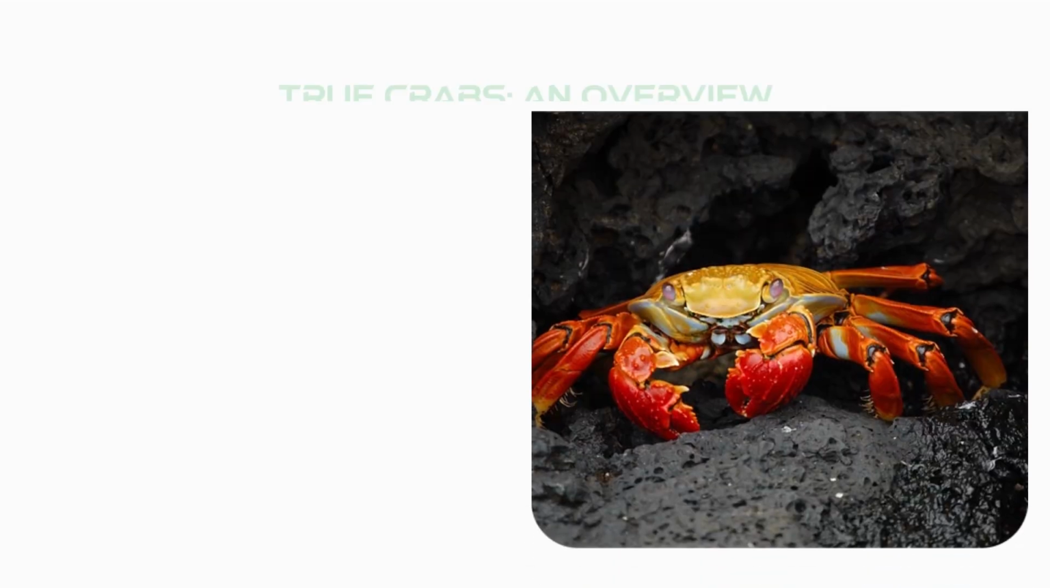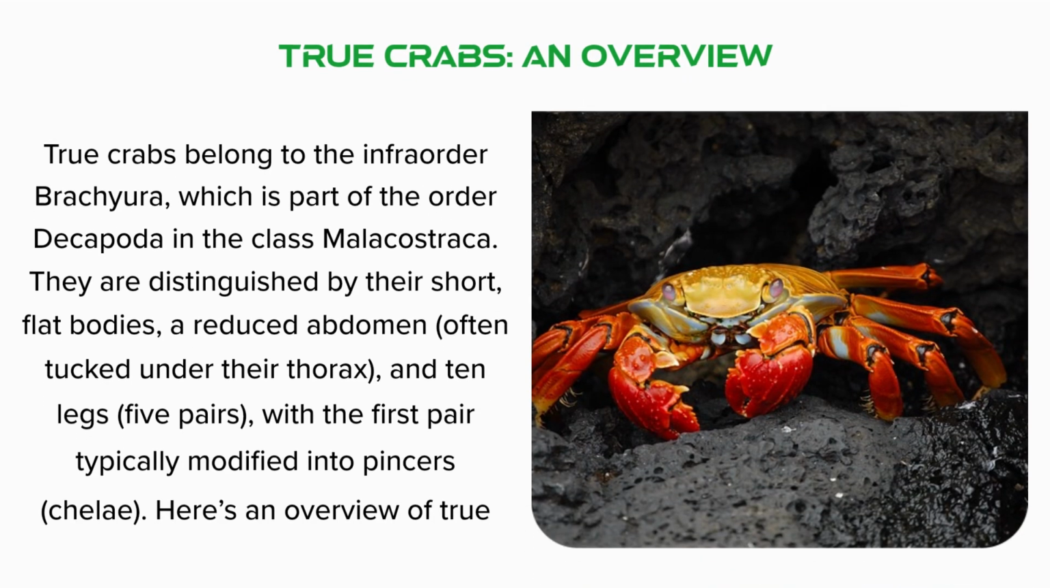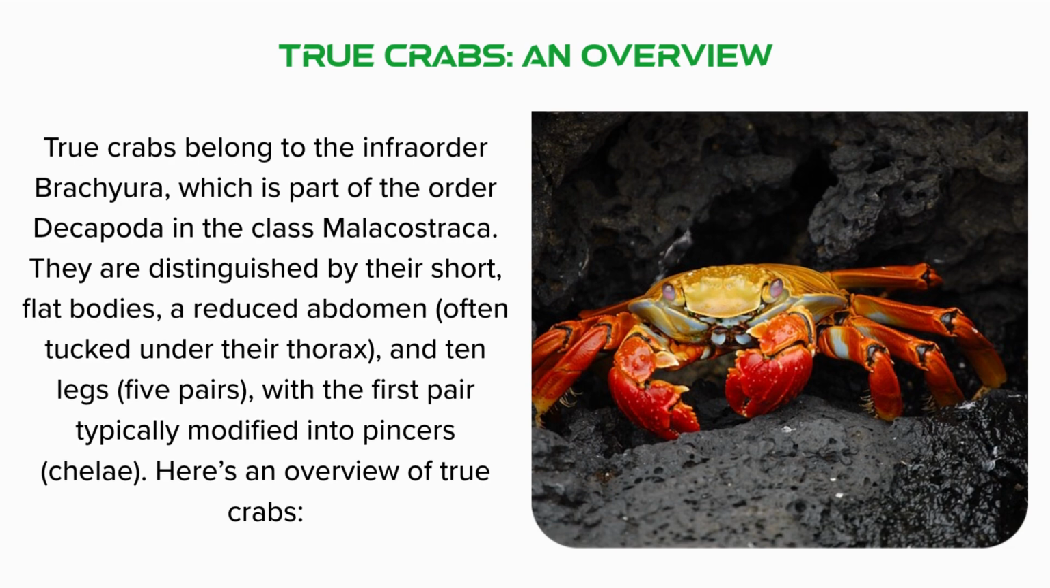True crabs. An overview. True crabs belong to the infraorder Brachyura, which is part of the order Decapoda in the class Malacostraca. They are distinguished by their short, flat bodies, a reduced abdomen, often tucked under their thorax, and 10 legs, 5 pairs, with the first pair typically modified into pincers, chelae. Here's an overview of true crabs.